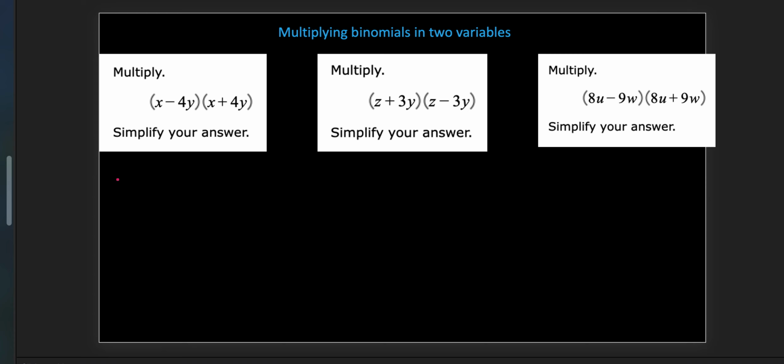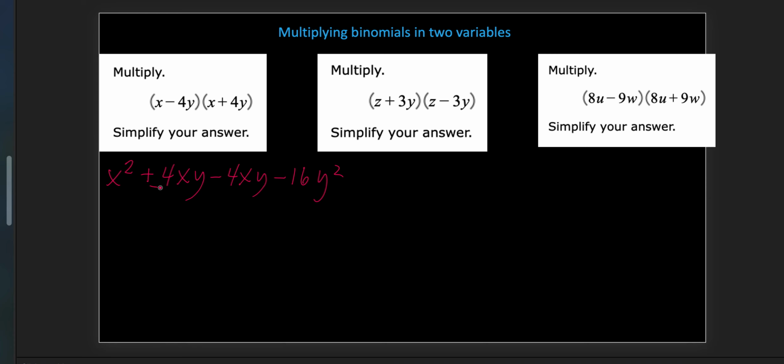So the first position, and I'm doing it in my head, F for first, gives me the x's. So that's x squared. I'm just looking at it and multiplying and writing it down. The outer is right here, x and 4y, so that's plus 4xy. And then the inner is right here, negative 4y times x. We put them in alphabetical order usually, those letters, so that's going to be negative 4xy. And then the last positions is where I multiply negative 4y times positive 4y. And that's negative 16y squared.